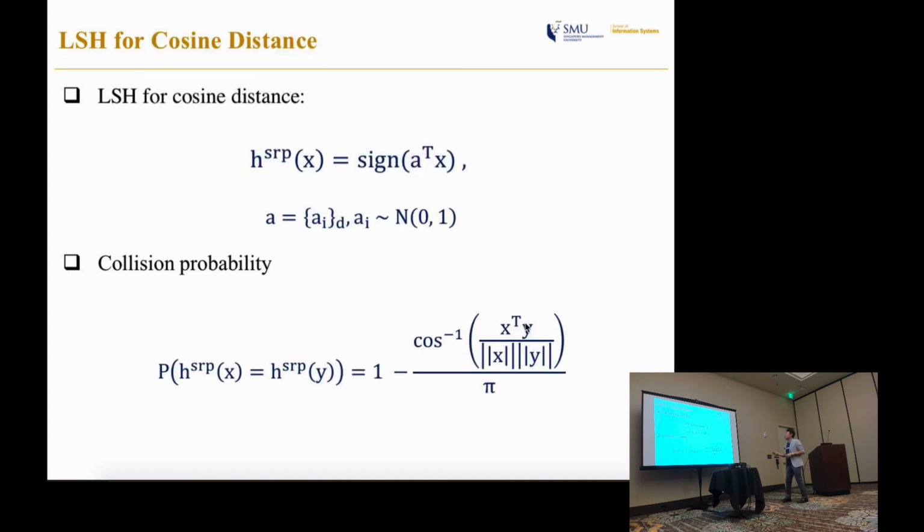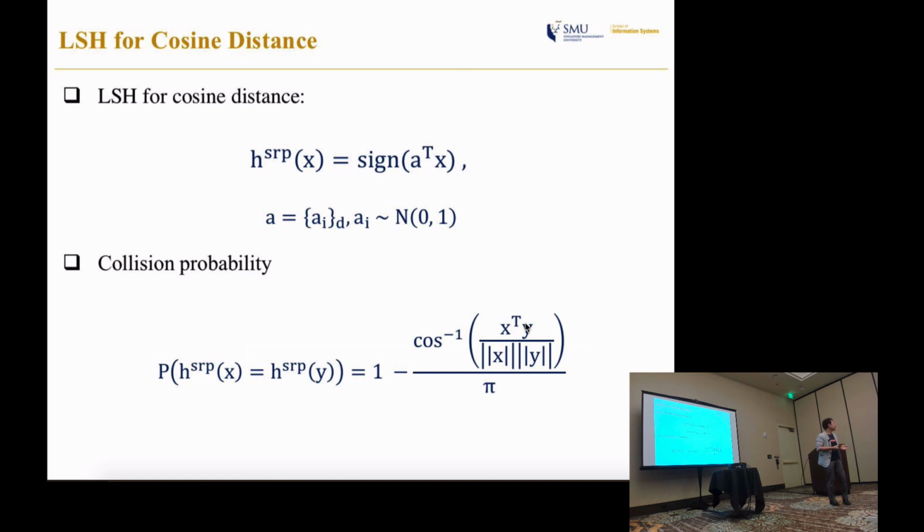Now, a different one is for cosine distance, which is what we call the sign random projection. It's actually the same. Similarly, you draw the a vectors from a normal distribution, and then you multiply it into your original data vector x, and you just take the sign, whether it's minus or plus. That will give you whether it's positive or negative, which is a binary. And again, this is going to be the collision probability.